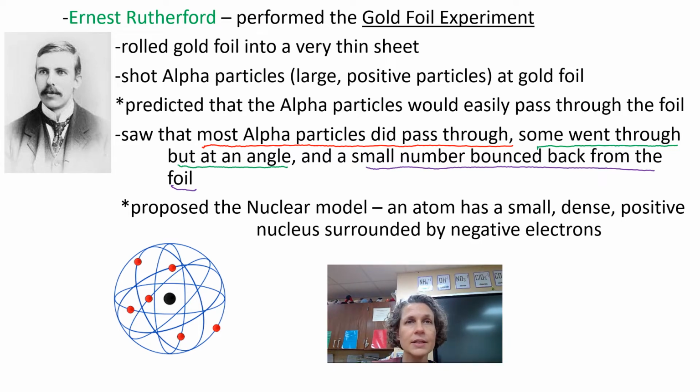And so he did this experiment, shooting thousands of alpha particles through this gold foil, and he proposed what we now know as the nuclear model. It looks familiar to you because we pretty much still use it. He said that an atom has a very small, dense, positive nucleus. That's this dot here in the middle. It is surrounded by negative electrons. Those are the red dots over there.